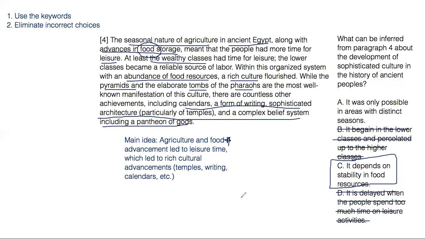So this is our breakdown of the TOEFL reading inference question. Strategy 1, use the keywords to lead you to the main idea. And strategy 2, eliminate incorrect choices. And in this way, we were able to pull a correct answer out of a sample question.